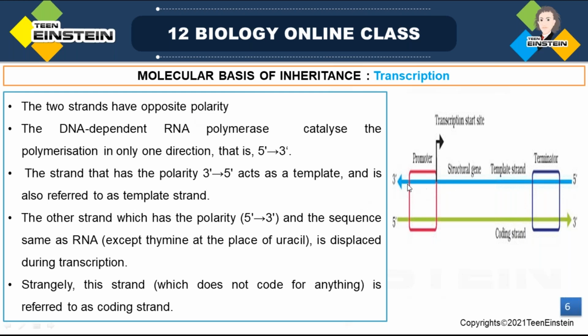Here you can see two strands, they have opposite polarity. One is 3' to 5' and the other is 5' to 3'. The DNA-dependent RNA polymerase, the enzyme which catalyzes this reaction, catalyzes the polymerization in only one direction, that is 5' to 3'.